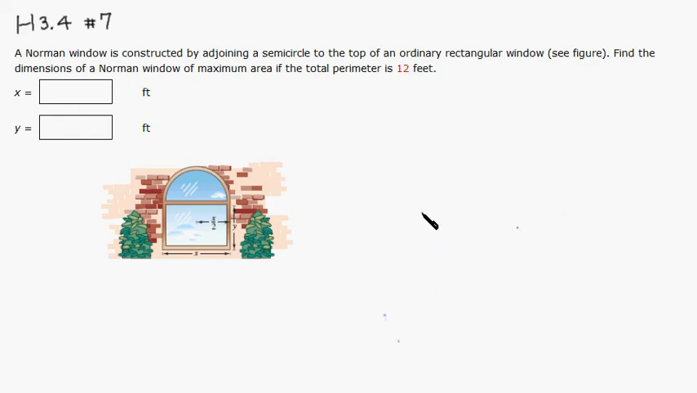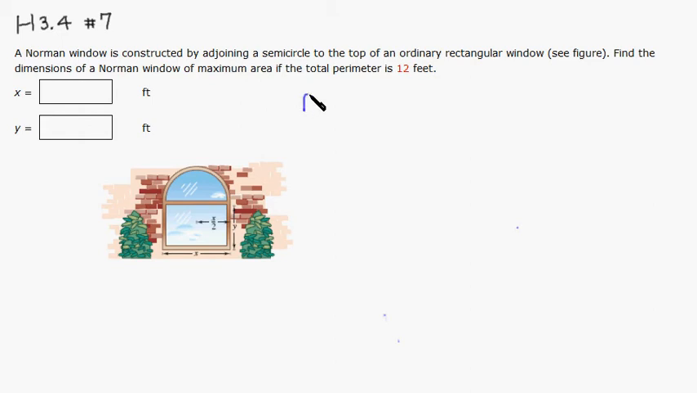Okay, let's look at homework 3.4, number 7. So this is a normal window problem. The perimeter is fixed at 12 feet, so let's use that to come up with the equation.